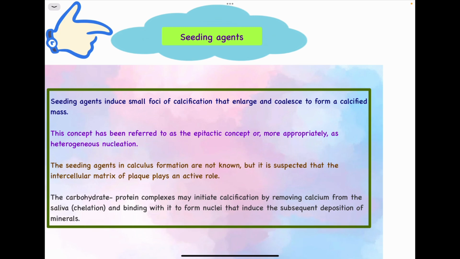What the seeding agents do is initiate the calcification by removing these ions from the saliva, and they bind them with a nuclei that again promotes binding of more salts to this nuclei, and then gradually it becomes a whole layer. So it enlarges and coalesces to form a big calcified mass. This is how the plaque is converted into calculus, by drawing out certain minerals from the dental plaque as well as saliva, and then these salts ultimately get deposited onto the surface of the dental plaque, resulting in its hardening and calcification to form calculus.